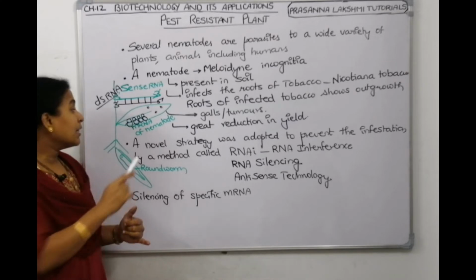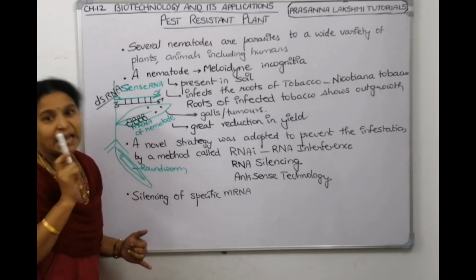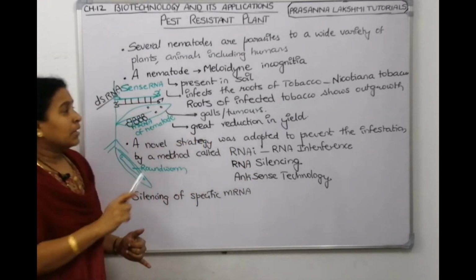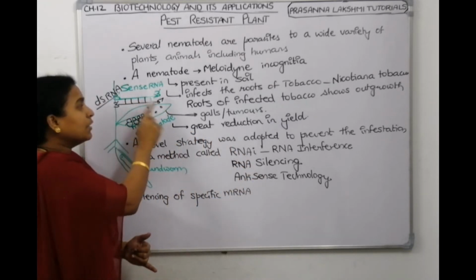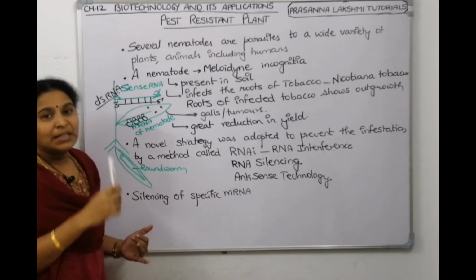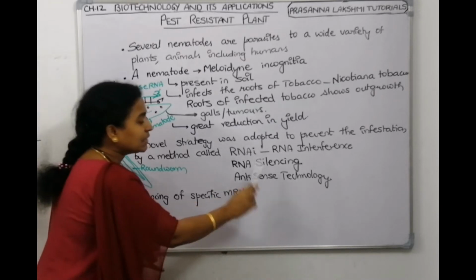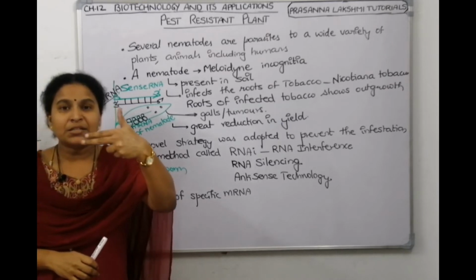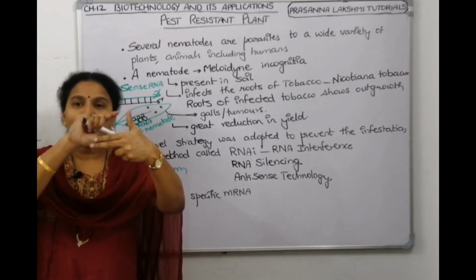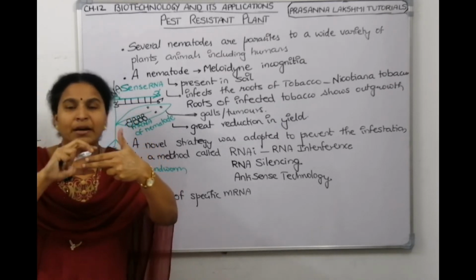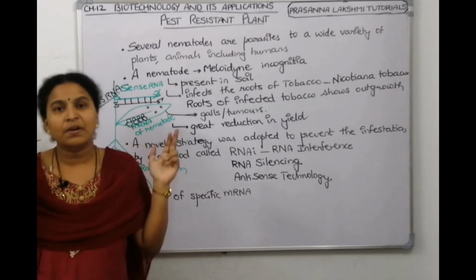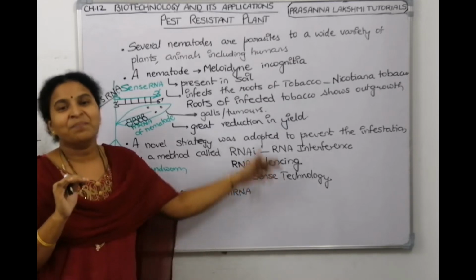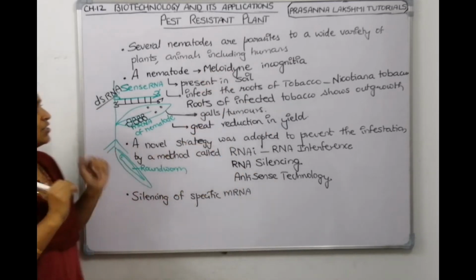You are making the nematode's mRNA silent. That is why it is called RNA silencing. For the sense strand of the nematode, we gave the antisense strand. It became double stranded. When it becomes double stranded, it can't bind to ribosomes, so translation will not happen. That is why it's called antisense technology. Take a screenshot. We will continue.